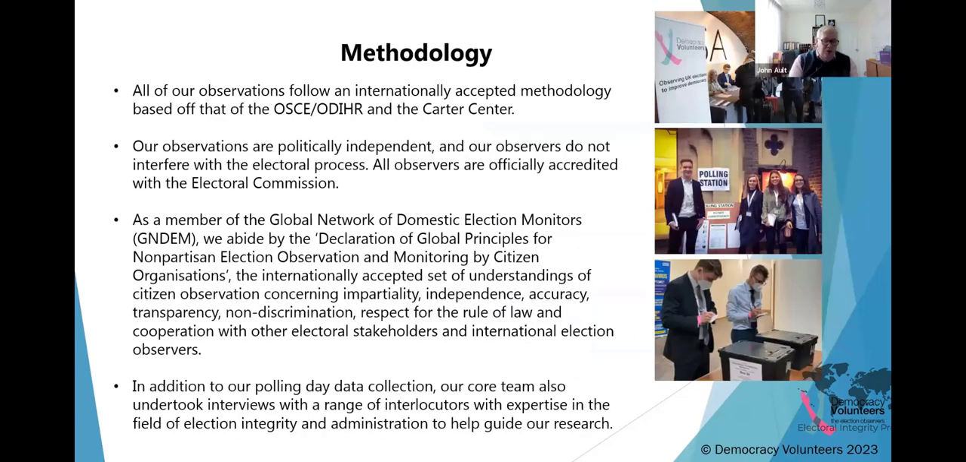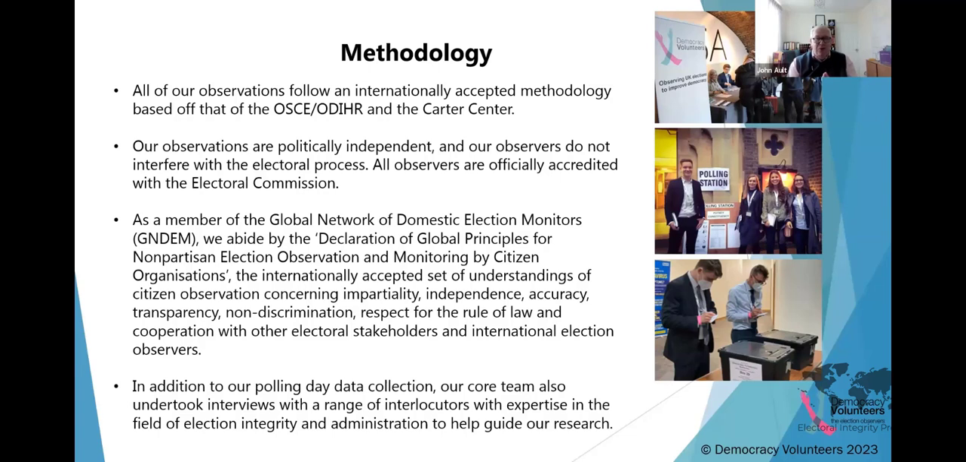All our observations follow internationally accepted methodology, based on those organised by the OSCE and the Carter Center as examples. Our observations are politically independent. Our observers do not interfere with the electoral process at all. Although actually one of the things that election observers are allowed to do is interfere, we don't, because we think it meets the international standards. All, as I said, all our observers are accredited with the Electoral Commission.